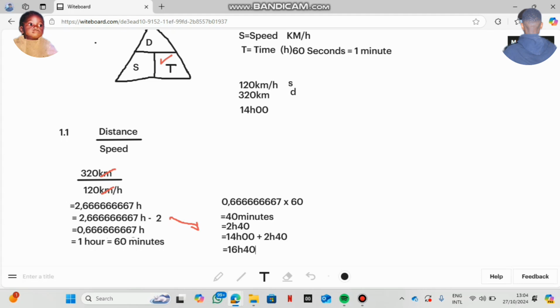So guys, this is how we find maps and scale.